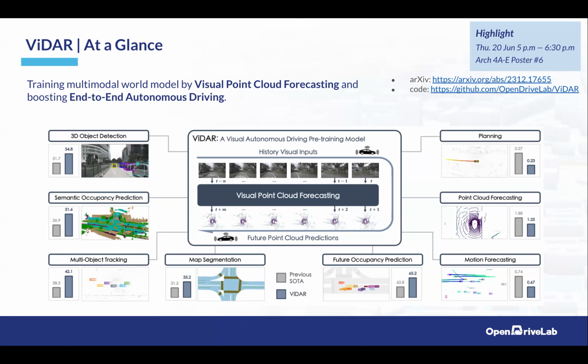Oh, the question is whether we used surrounding images, like 360 degree views. The answer is yes, we use surrounding images. In nuScenes we have 6 surrounding cameras, so at each step you have 6 images. Yeah, correct.